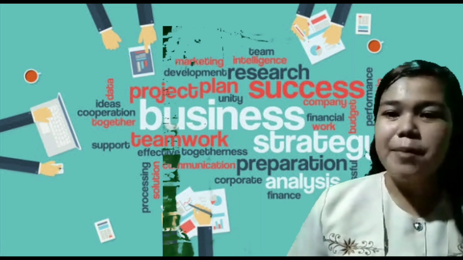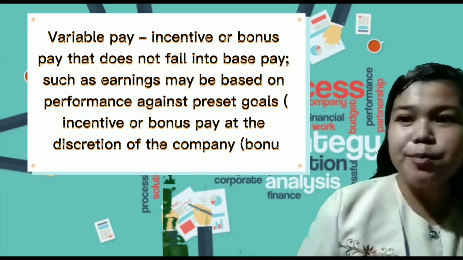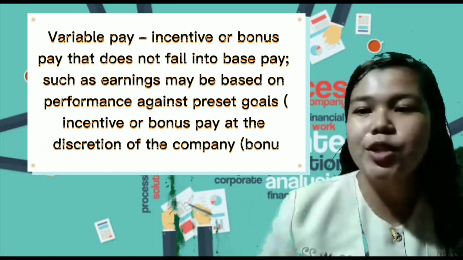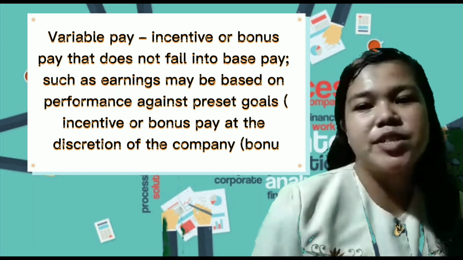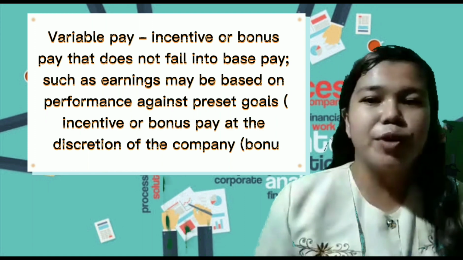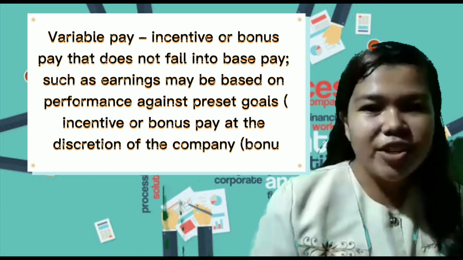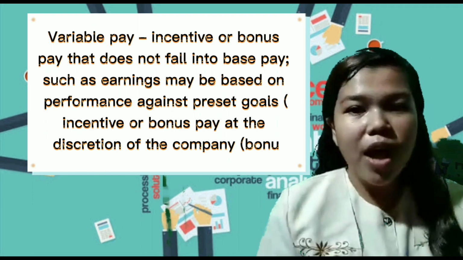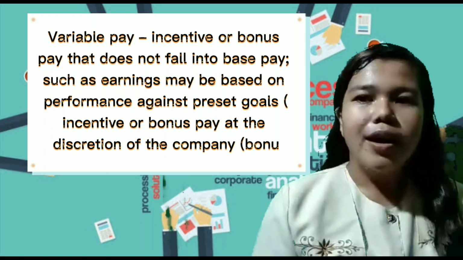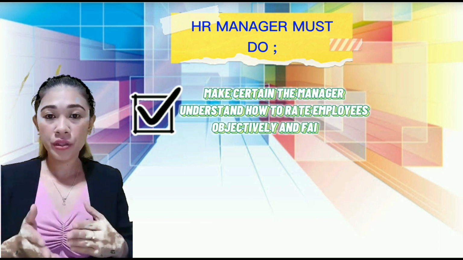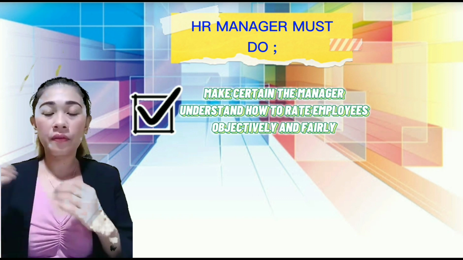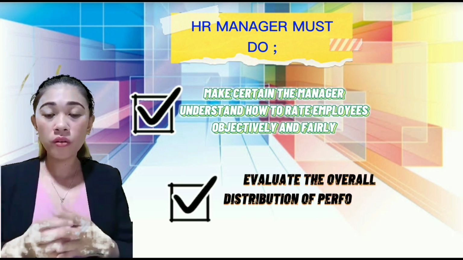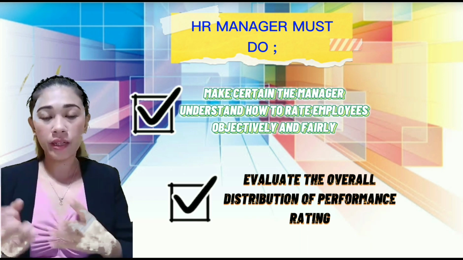Last but not least, the variable pay. Variable pay is the incentive or bonus pay that does not fall into base pay, such as earnings that may be based on performance against preset goals. The incentive or bonus, at the discretion of the company, may be paid at the individual, team, group, or organizational level. The HR must make certain that managers understand how to rate employees objectively and fairly, and evaluate the overall distribution of the performance ratings.